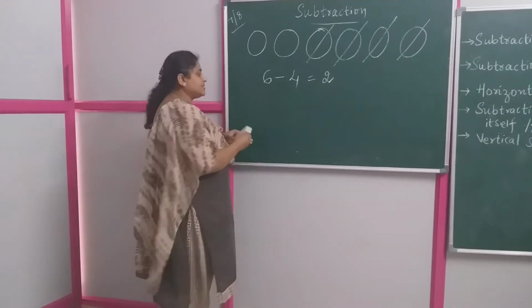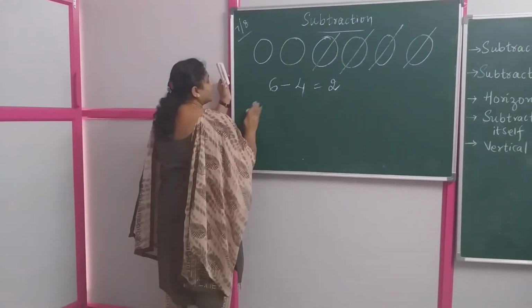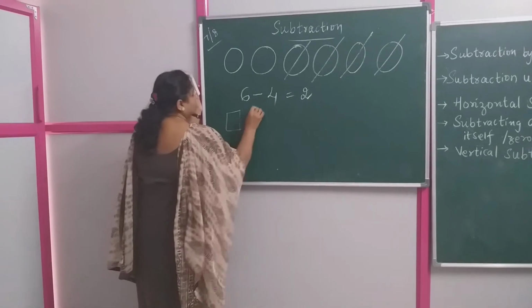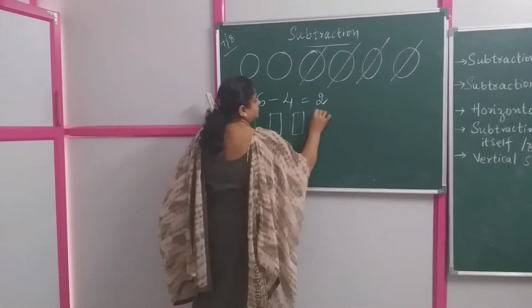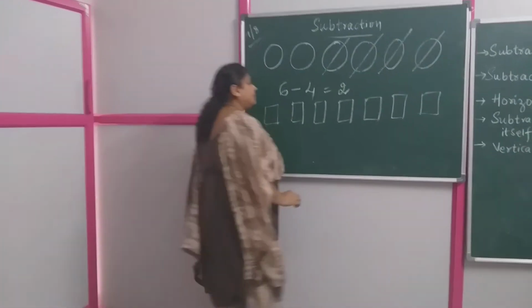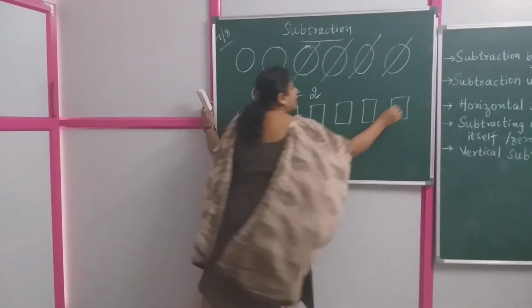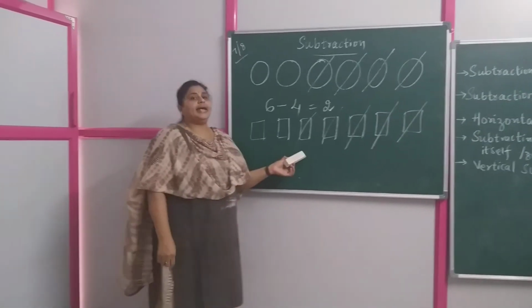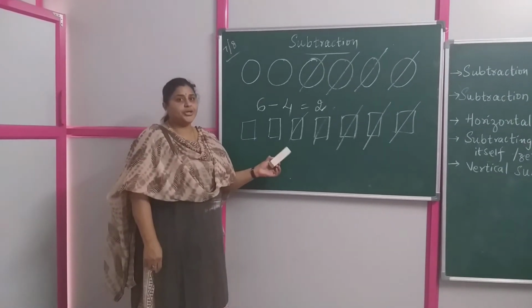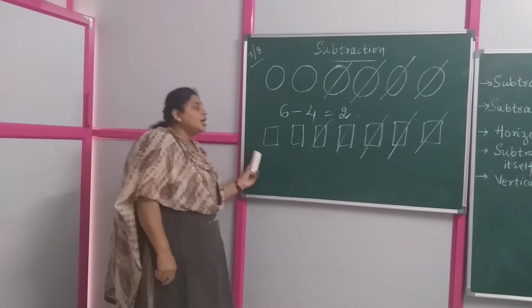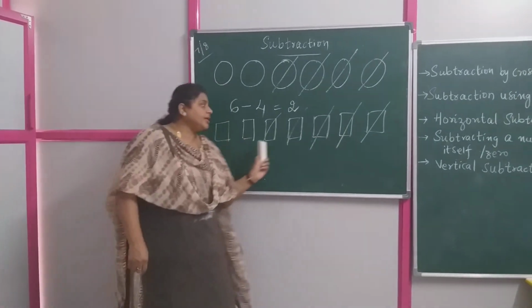Now let us see another example. I have taken rectangles here. Now I am striking out a few rectangles. Now I ask you to write the subtraction fact. How do you write it? First, how do you get the minuend? Minuend is nothing but the total number of objects. How many objects are there?